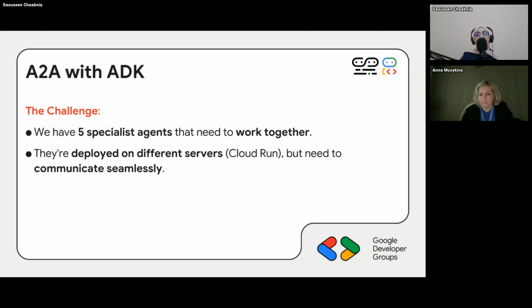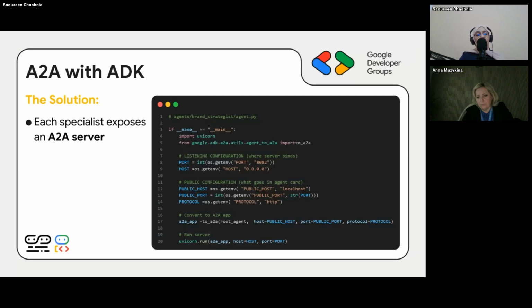In our AI Creative Studio, A2A enables our distributed architecture. So we have 5 specialized agents that need to work together. They are deployed to different servers on Cloud Run, but need to communicate seamlessly. To do this, each specialized agent should expose an A2A server.